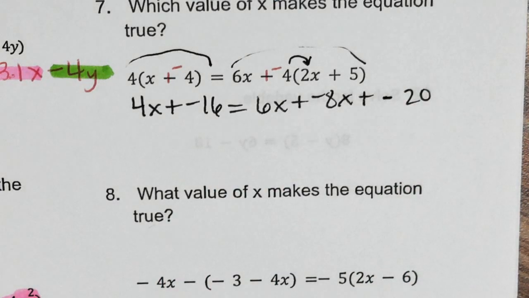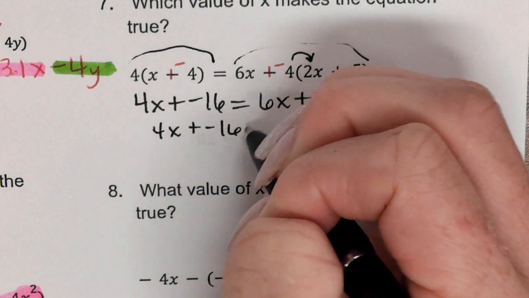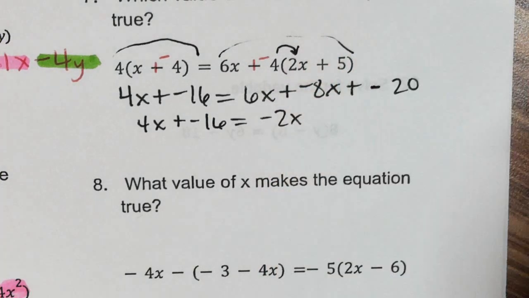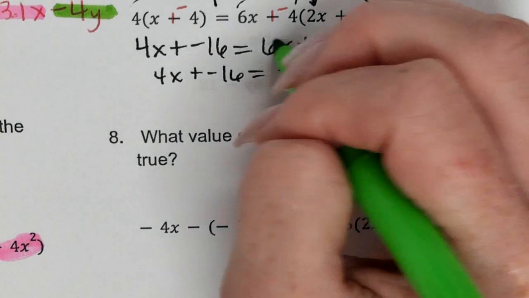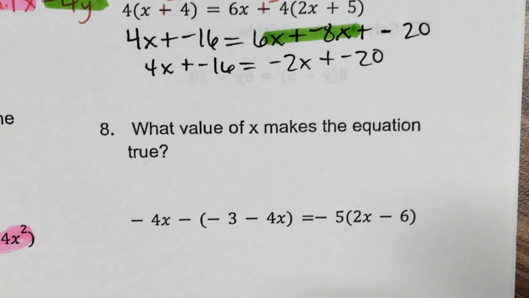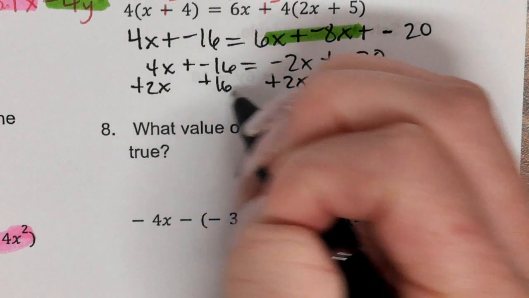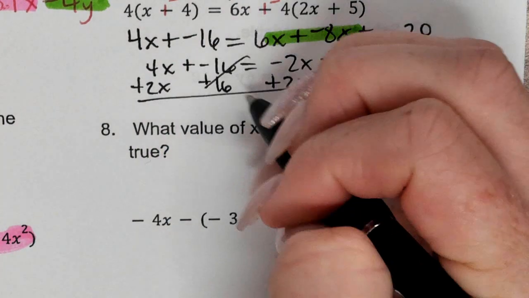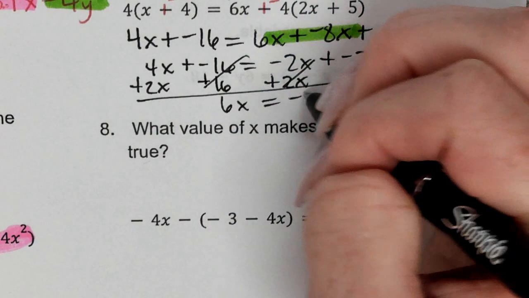Yes? Okay, can I combine like terms? So I have 4x plus negative 16 equals, what's 6x plus negative 8x? Negative 2x plus negative 20. All I did was combine these two things right here. Yes? All right, now I'm going to move all the x's to the left and the numbers to the right. So I would plus 2x, and I'm also going to get rid of this at the same time. I'm going to plus 16 to bring it over here. If that bothers you, don't do it all in one step. 4 plus 2 is 6x equals, and negative 20 plus 16 is negative 4.